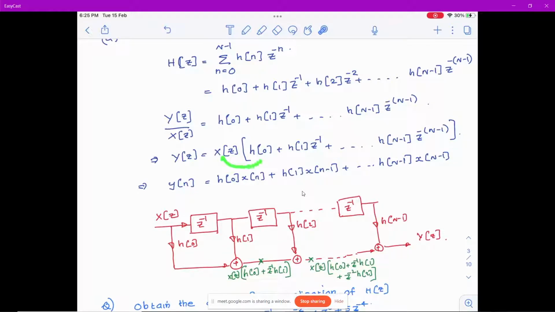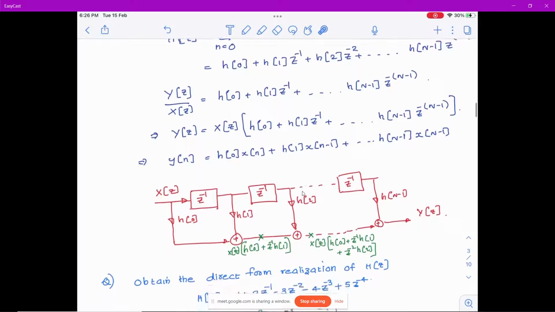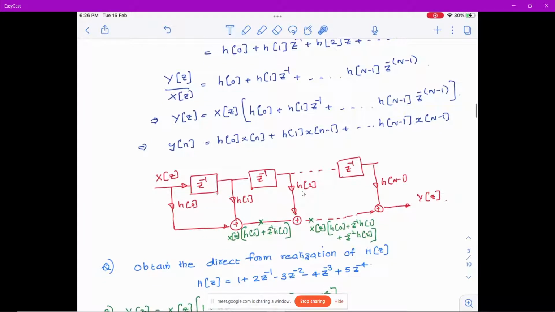If you take x of z inside and take the inverse z transform, y of z will become y of n. H of 0 into x of z will become x of n. H of 1 into z raised to minus 1 into x of z will be basically the delay. H of 1 into x of n minus 1 plus up to h of n minus 1 into x of n minus n plus 1. ഇതിനെ represent ചെയ്യാൻ it is bit more simple.